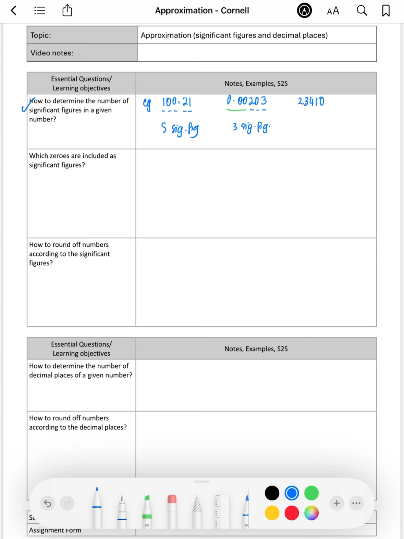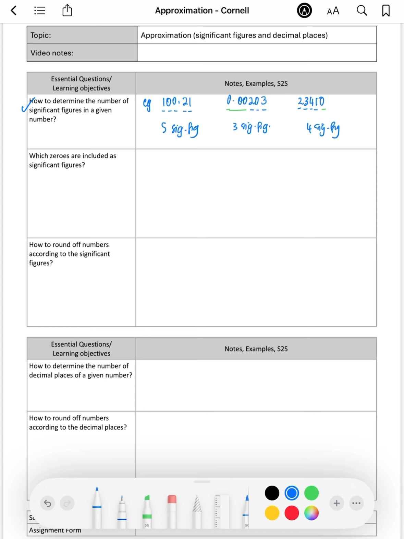Okay. And then the next one, if you count the numbers like this, 23,410, you consider the first digit because it is non-zero. So you count 1, 2, 3, 4. And the last one here, you do not consider the 0. Okay, so this one is considered as 4 significant figures.